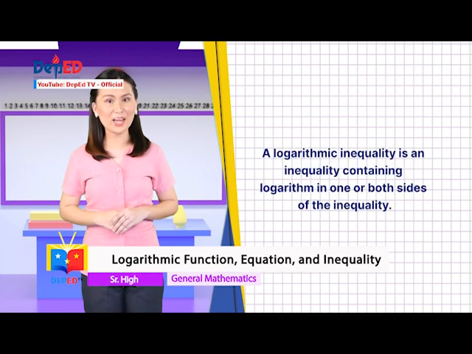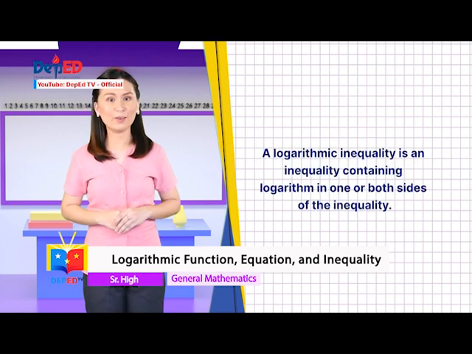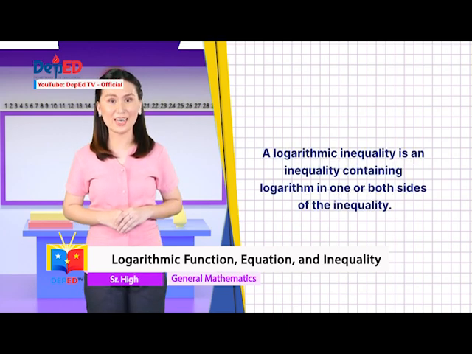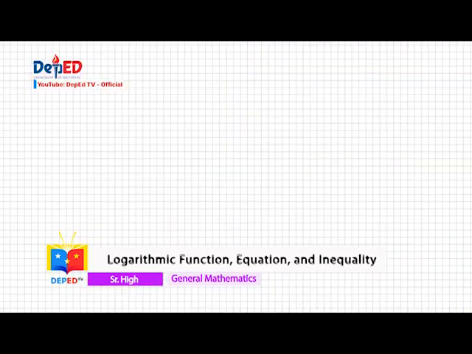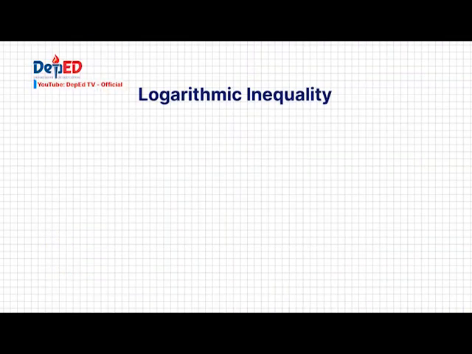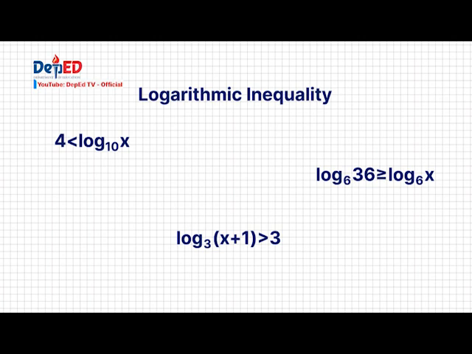While a logarithmic inequality is an inequality containing logarithms in one or both sides of the inequality. These are examples of logarithmic inequalities. We have 4 is less than the logarithm of x with the base 10. Another example is the logarithm of 36 with the base 6 is greater than or equal to the logarithm of x with the base 6. The logarithm of the quantity x plus 1 with the base 3 is greater than 3 is also a logarithmic inequality.